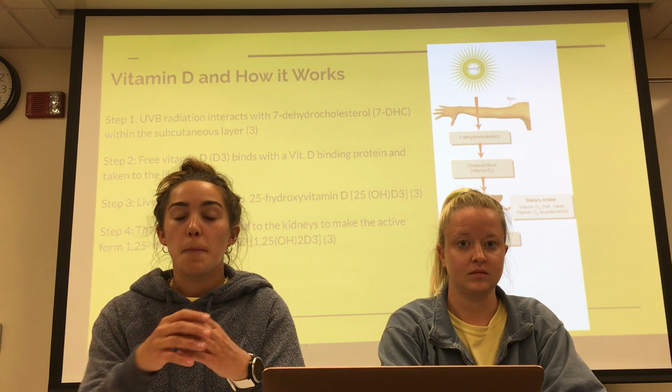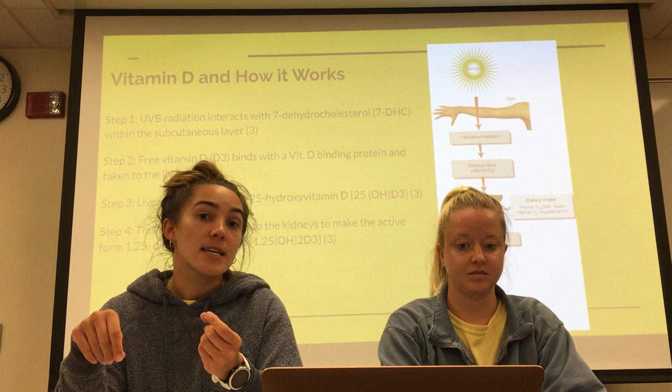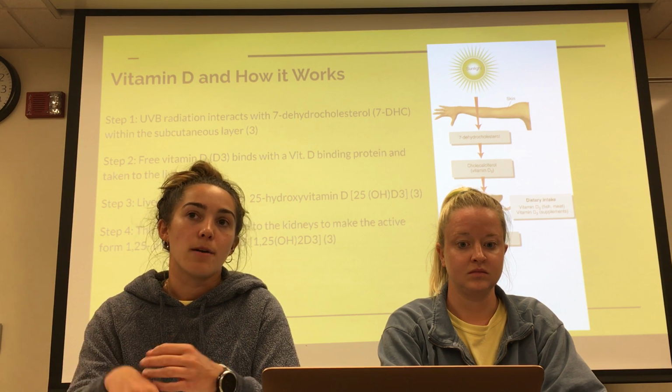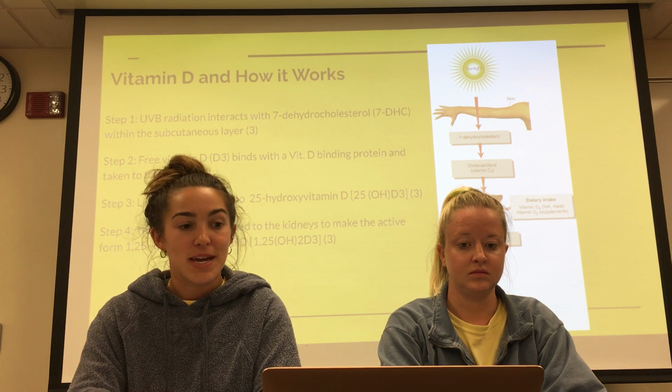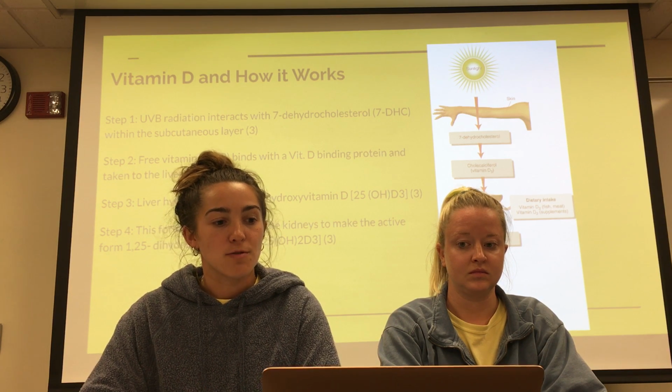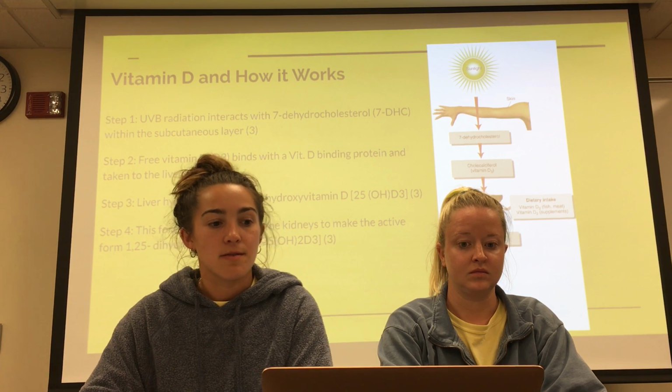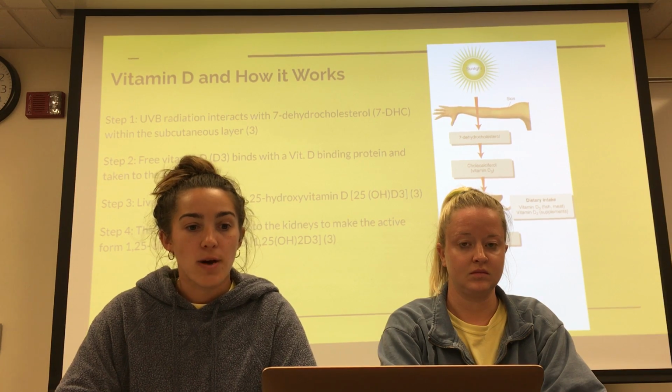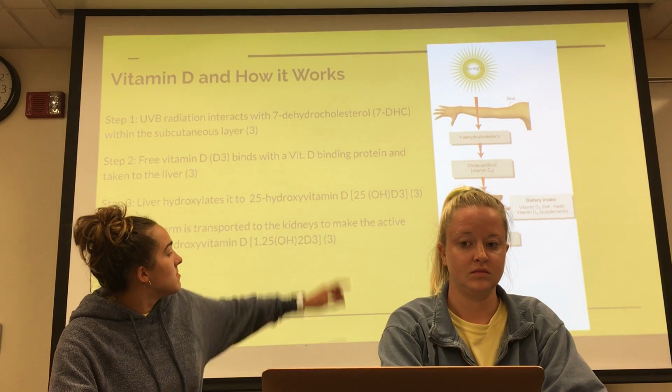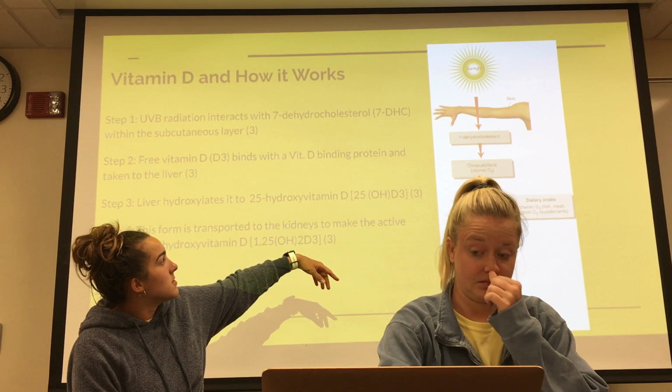Then from here, it's going to go through your bloodstream again into your kidneys. This is where the biologically active form is made. This is the 1,25-dihydroxy vitamin D. As you can see in this little diagram over here, it's a little easier to see.